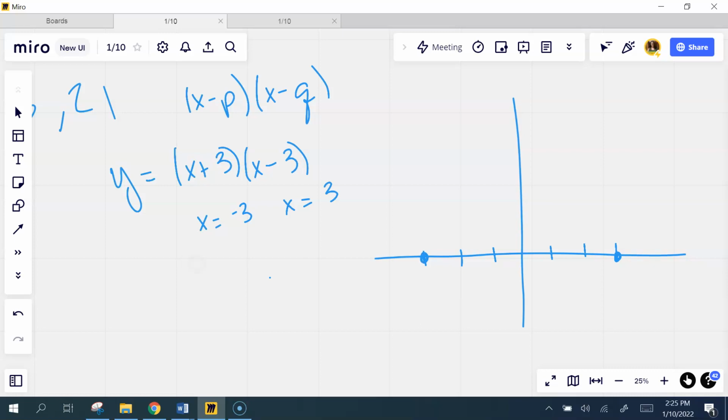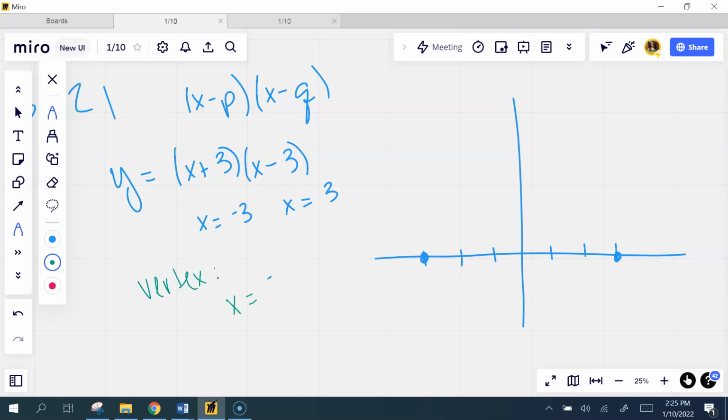Of course, now I need to find the vertex. And so to find the vertex, I need to add these two together and divide by 2, because what I want to do is find the middle of those 2 points. So I'm going to have -3 plus 3 divided by 2, which is of course 0, and 0 divided by anything other than 0 is 0. So that means that my axis of symmetry is here on the y-axis itself.